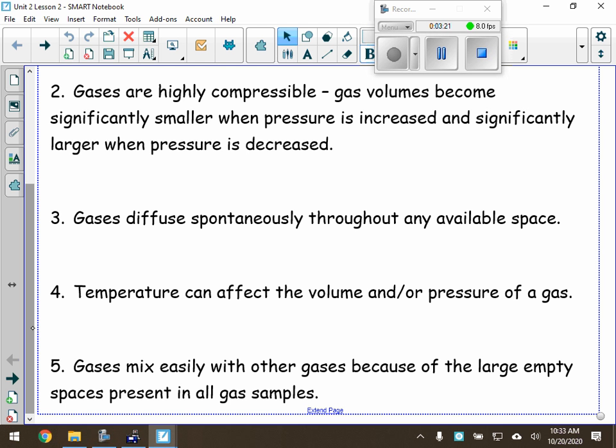Temperature has a big effect on the volume and or the pressure of a gas. So that's one of the gas laws we're going to talk about in this unit. Temperature has a big effect. What does temperature do? If I turn the heat up in this room, what happens to the gases? They heat up, yeah. And as a result, they gain what?